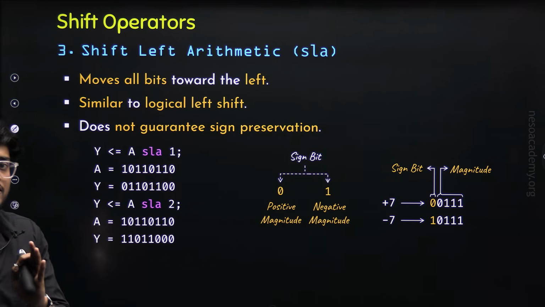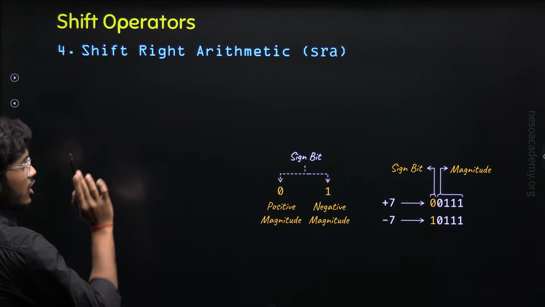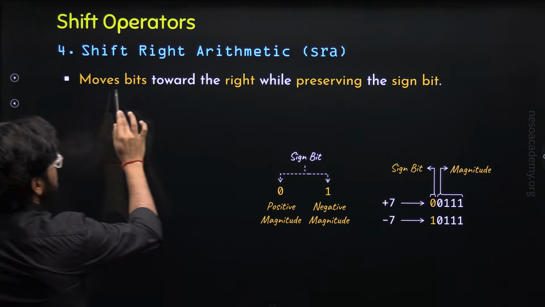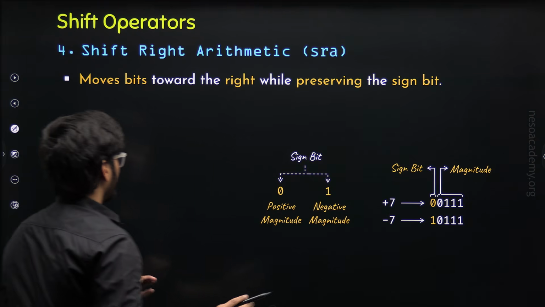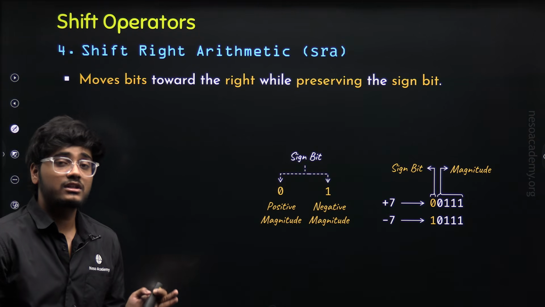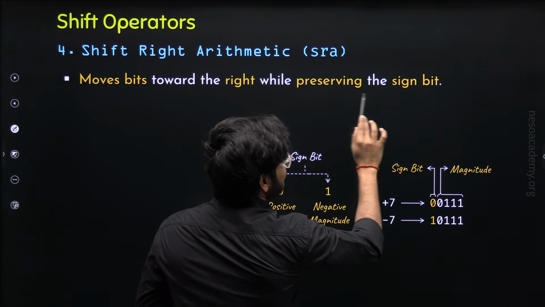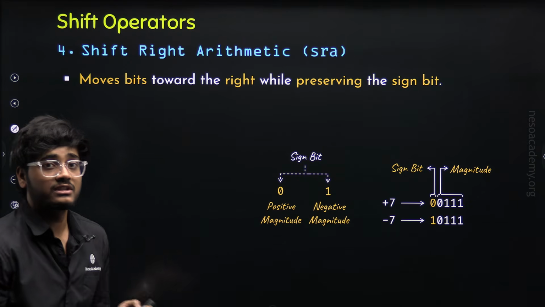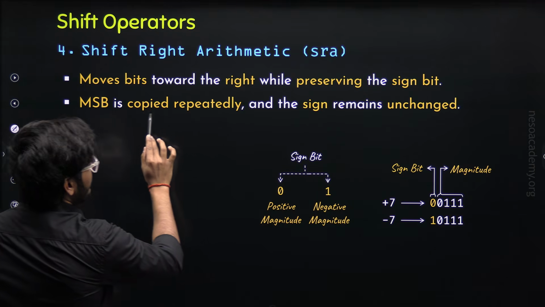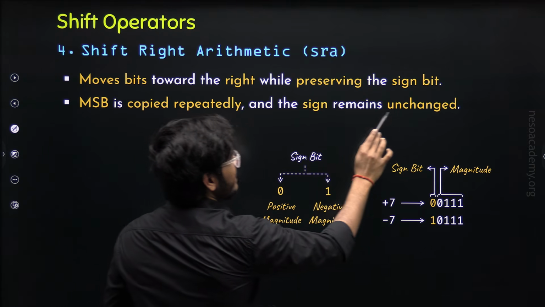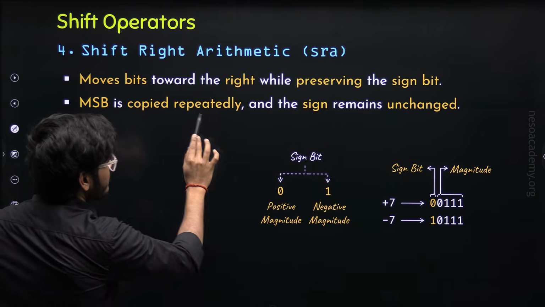Now let's understand the fourth one, the shift right arithmetic operator. SRA operator. The SRA operator moves bits toward the right while preserving the sign bit, which means every bit inside the vector moves to the right side, but the SRA operator preserves the sign bit. In SRA operation, the sign of a number does not change. So, the MSB is copied repeatedly and the sign remains unchanged. To keep the sign the same, the MSB is copied repeatedly.